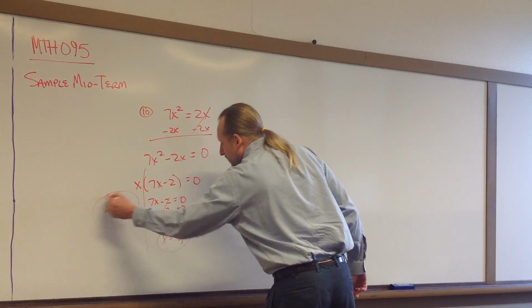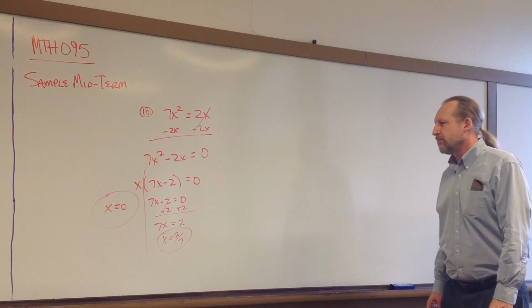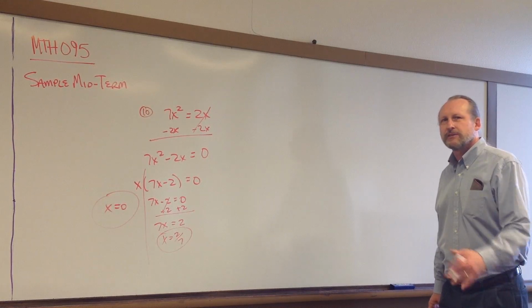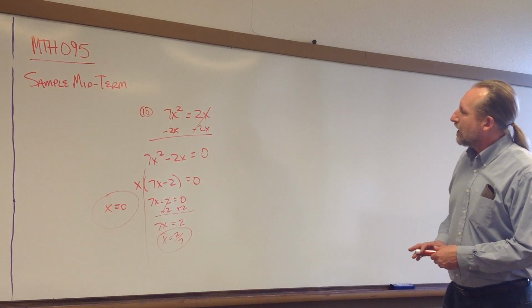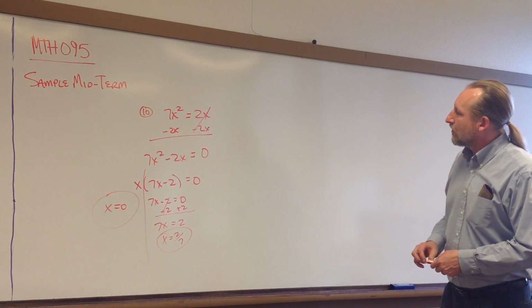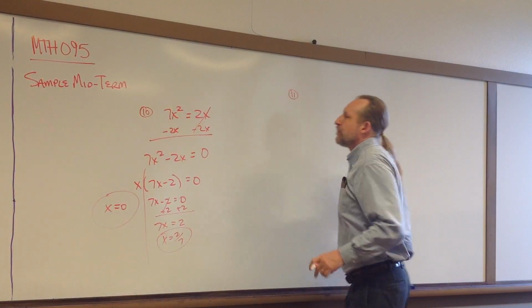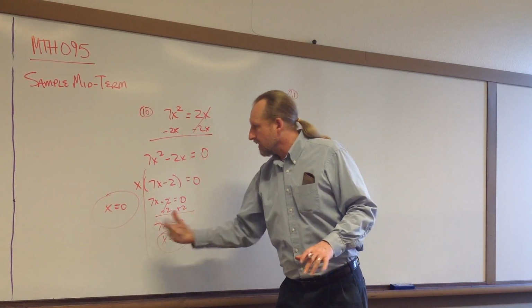If you like decimals, that's fine. What is that going to be? 0.2857, something like that. The 7s have this weird repeating period. But anyway, so long as you write it all down, I'm pretty understanding about that. All right, the key here: push everything to one side, factor out the common factor, split it into 2 pieces.